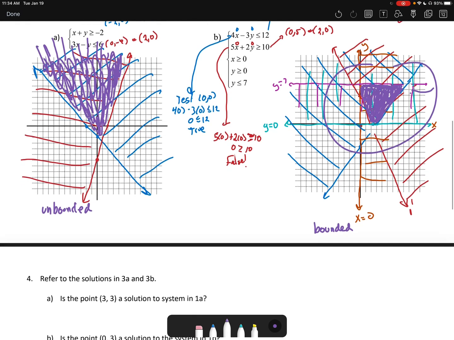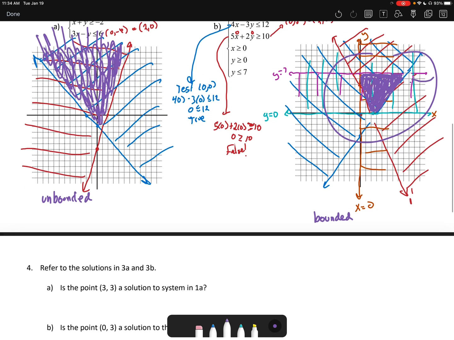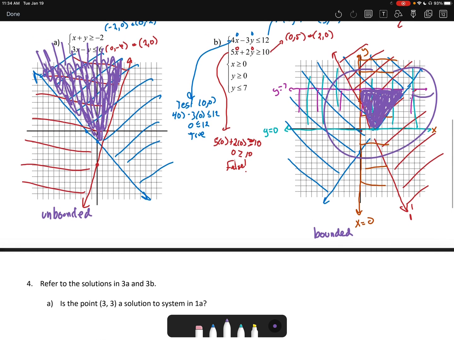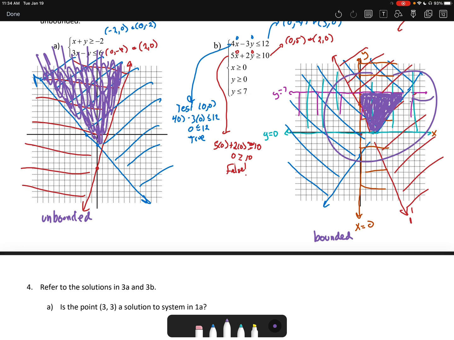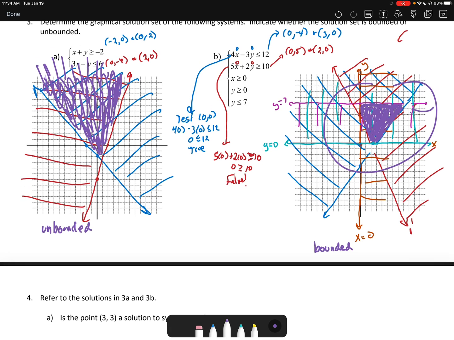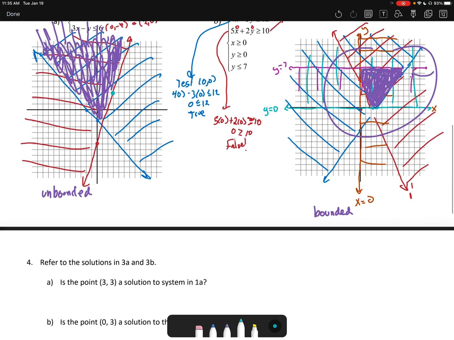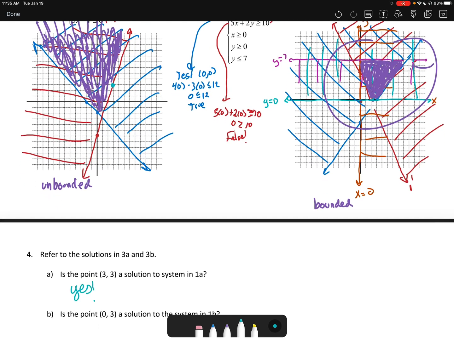While we're here, let's look at this next question. It says, refer to these solutions. Is the point 3, 3 a solution in system 1A? So in system 1A, let's find the point 3, 3. The point over 3 and up 3 lands right on this line. It's a line that is enclosing our answer, our feasible region, and because the line is solid, the answer here would be yes. It's on the line that encloses that feasible region.